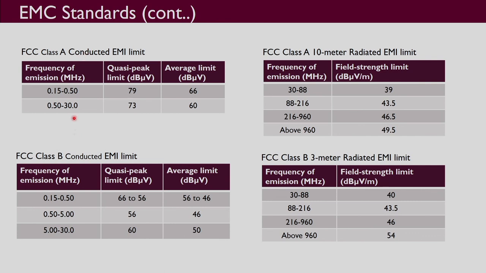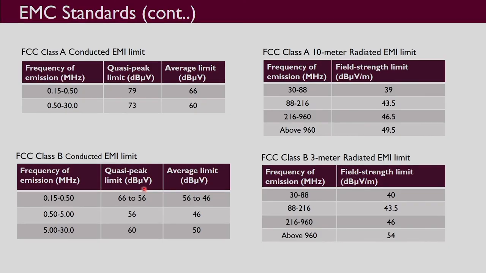Now, what is this class A and class B? So, class A are the devices or the systems which are going to be used for your commercial applications. They may be used in a business environment or in an industrial environment. And class B are the ones which are going to be used for your residential environments. So, obviously, class B limits are more stringent than class A limits.